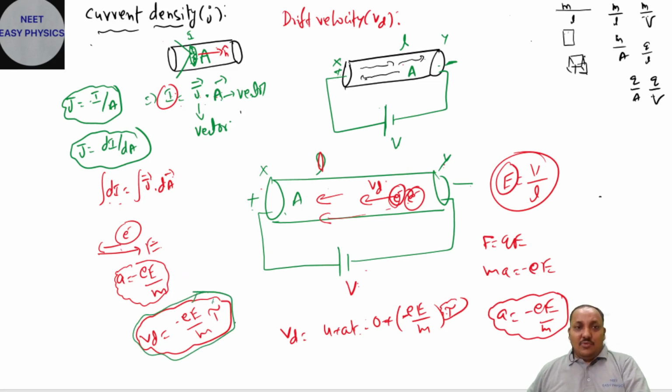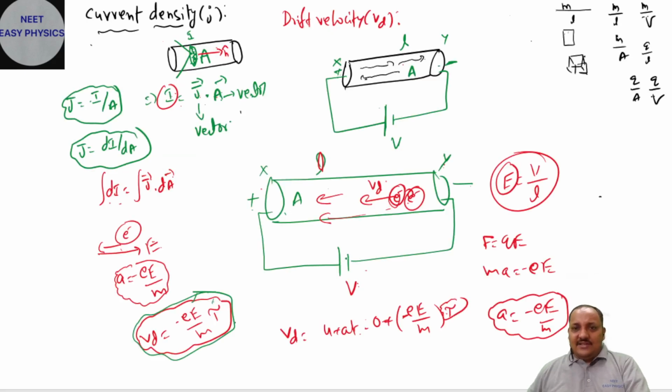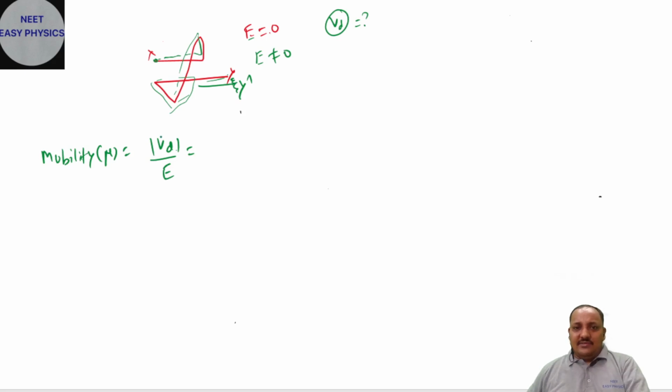Next, mobility they will define. What does mobility mean? Mobility is denoted by mu. It is the magnitude of drift velocity per supplied electric field. This drift velocity will come whenever we are applying electric field. Applying electric field in the sense of applying voltage. So if you apply electric field, then drift velocity is going to change. This is nothing but mobility.